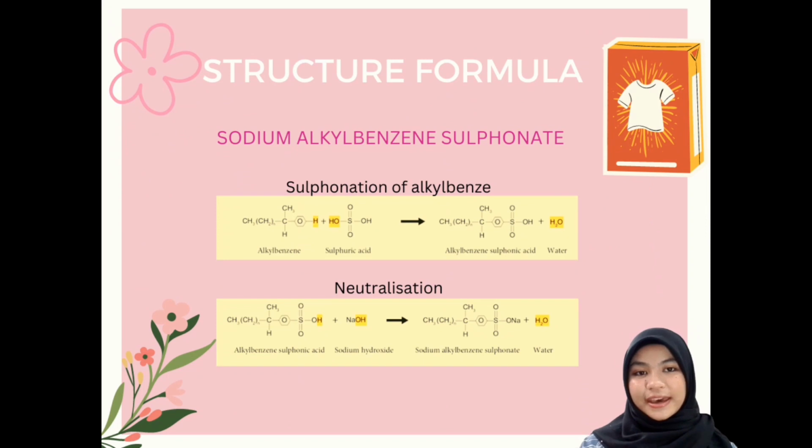Now we look at sodium alkylbenzyl sulfonate. The first one is sulfonation of alkylbenzyl. So alkylbenzyl will react with concentrated sulfuric acid to form alkylbenzyl sulfonic acid. Next one is neutralization. Alkylbenzyl sulfonic acid will react with sodium hydroxide to produce sodium alkylbenzyl sulfonate and water.